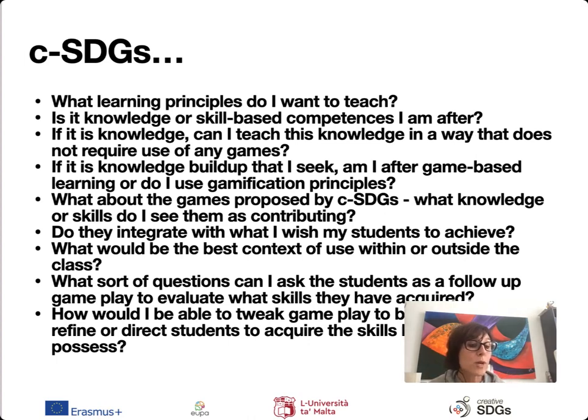So you have to ask yourself, what sort of questions can I ask the students as a follow-up to the gameplay, to evaluate the skills they have acquired? And you come up with a list of questions, really. And also there might be the possibility of tweaking gameplay to better direct the students to acquire the skills they need to possess. Sometimes you can just alter a bit of the gameplay, even within set games. Sometimes maybe you want students to play in teams, even though the game is played as an individual player. So these little tweaks here and there can help you. For example, when played in a group of two, you might be targeting communication skills, or alternative thinking, so critical thinking or parallel thinking, or solving problems in a different way.